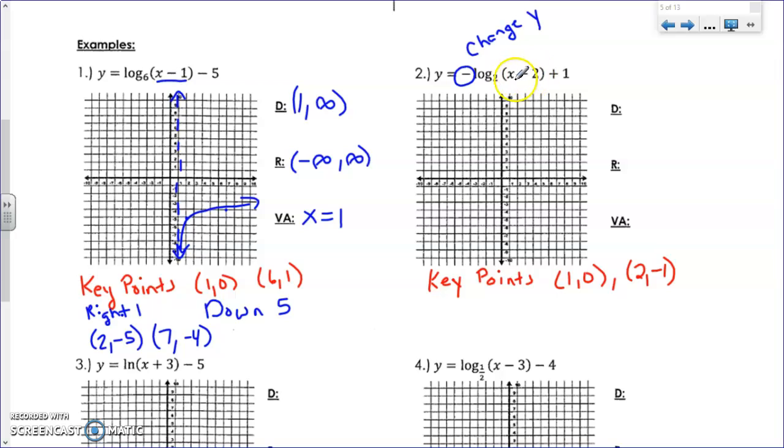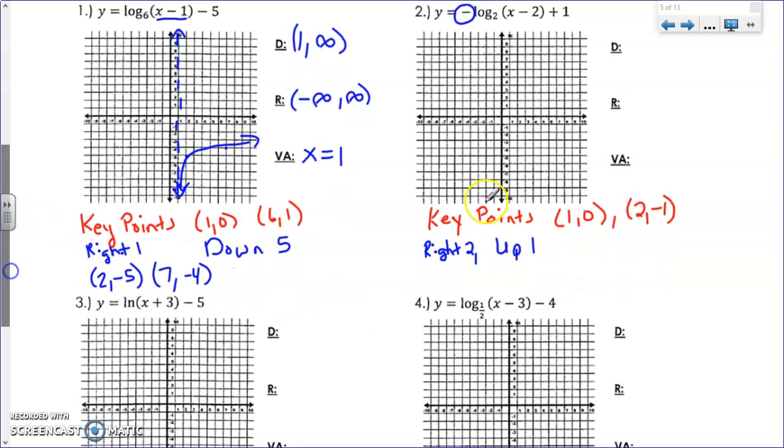Okay, so be careful there when you have that negative. Okay, so in here we have x minus 2, so that's going to be right 2, because it comes out opposite. And then it's going to be up 1. Okay, so let's reflect our points and work on our reflected point and everything here. So 2 plus 1 is 3. 1 plus 1 is 0, is 1. And then 2 plus 2 is 4. 1 plus negative 1 is 0. Okay, so our vertical asymptote, x equals 2.